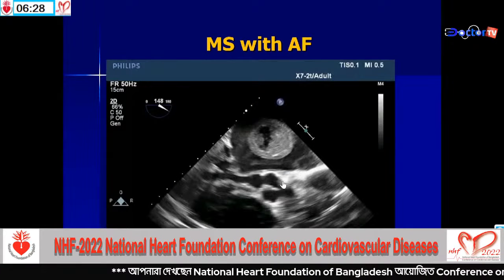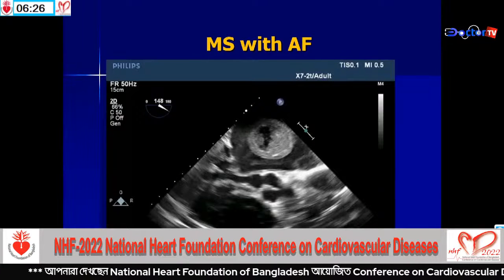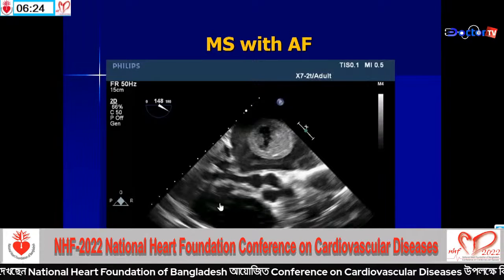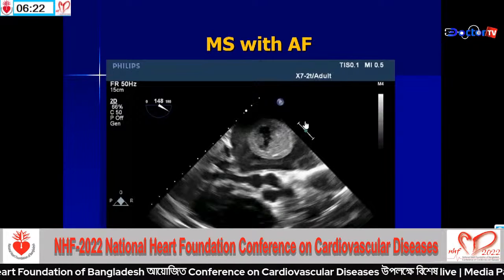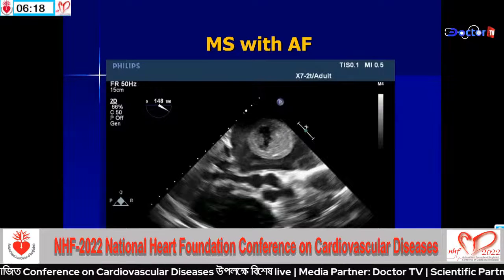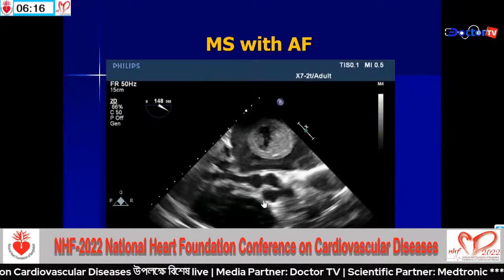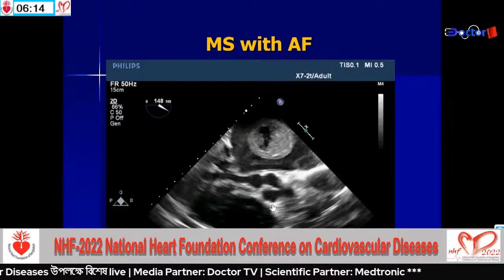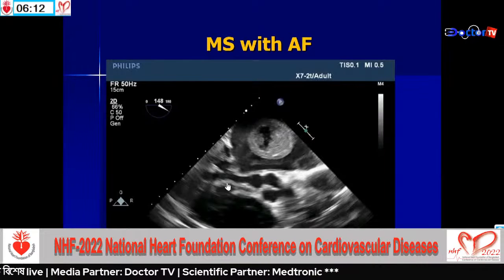And this is something you can sometimes get. This was a huge thrombus, which was floating in the left atrium, and you see it was coming and hitting the mitral leaflets.